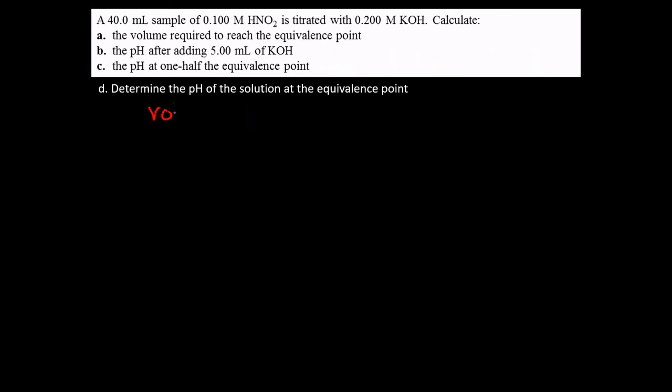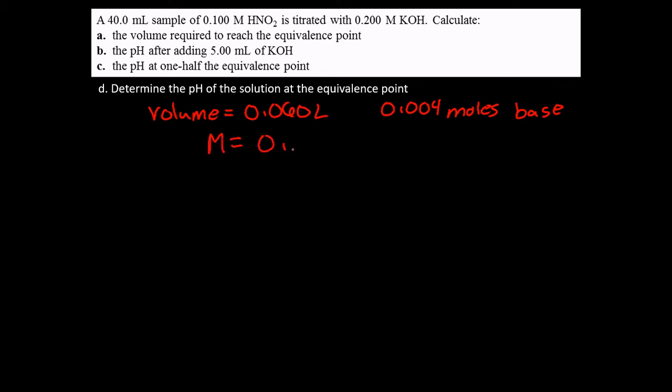So we have a volume of 0.06 liters, and we have 0.004 moles of the base. So then the concentration of our base would just be the moles divided by liters, which is 0.0667.